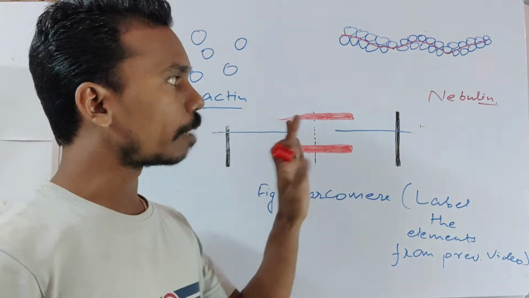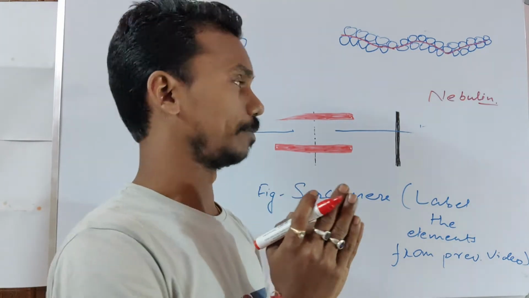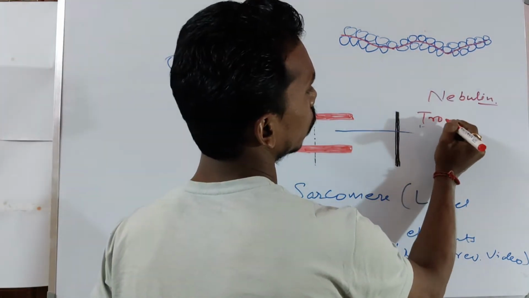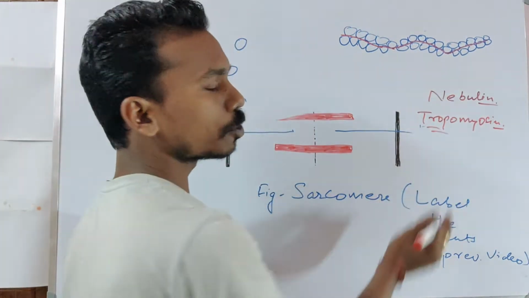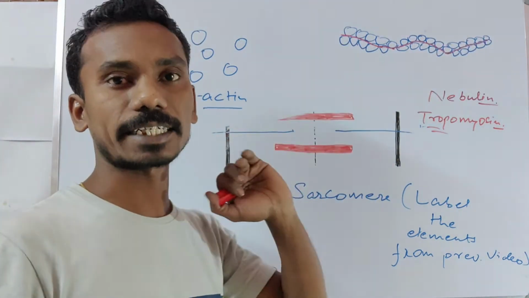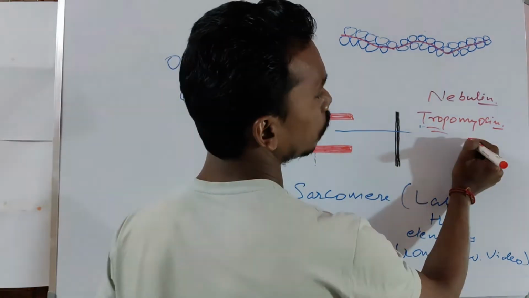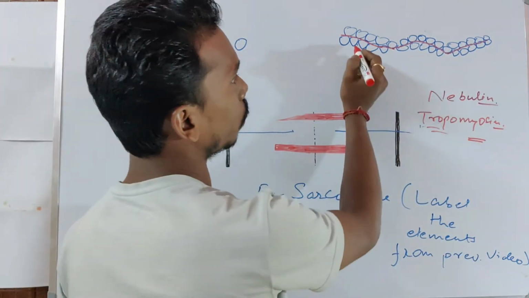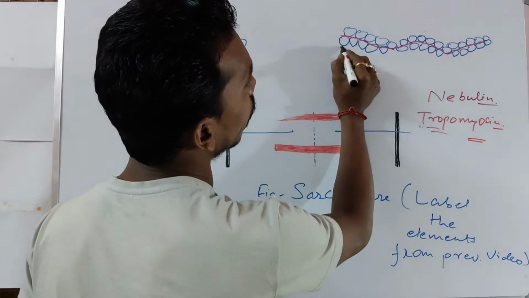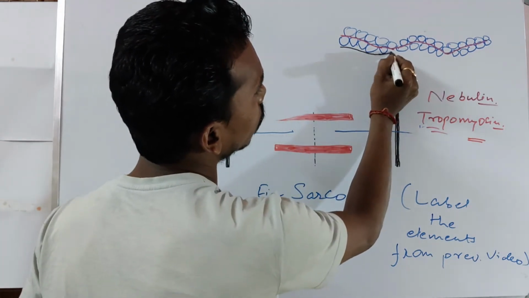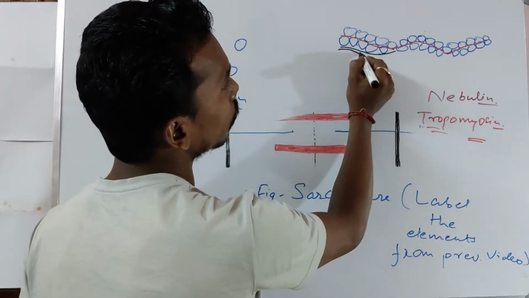Number two, there are other proteins like tropomyosin. Remember the name? Tropomyosin. This protein also runs throughout the length of the actin microfilament, but tropomyosin is present in a dimer form. This tropomyosin dimer covers 7 actin proteins.